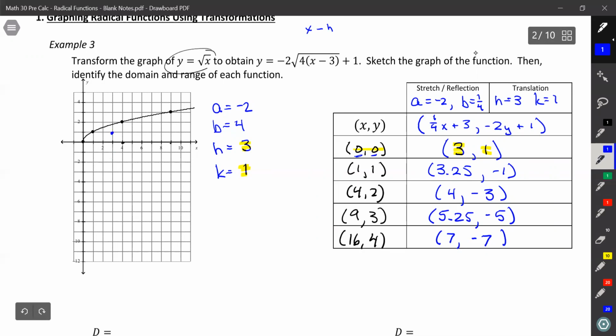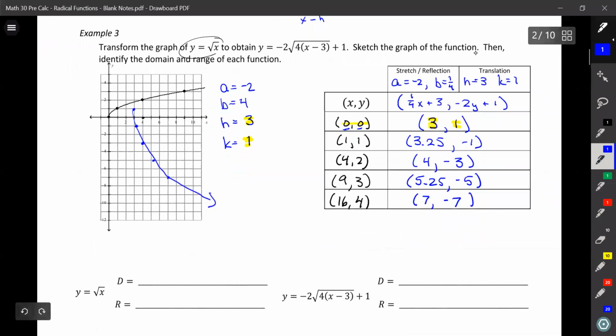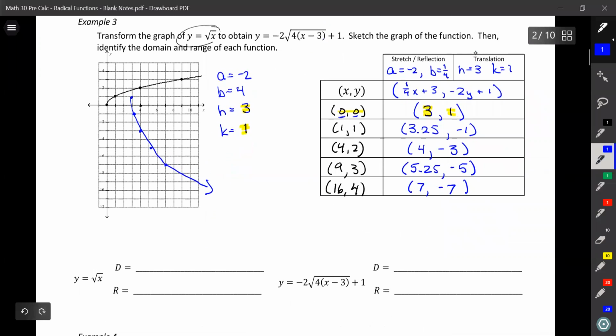The 3.25, -1. So just kind of guess where it goes. 4, -3. These graphs are sketches. They're not exact. We try to be as exact as we can. 5.25 to -5. About there. And then 7 to -7. And now we play connect the dots. And the graph would look something like that. So that is what the transformed graph looks like. Now, by looking at the graph, let's fill in the details here.